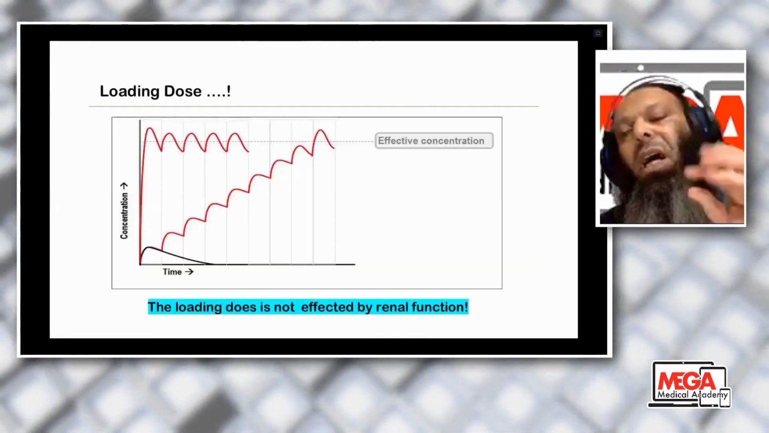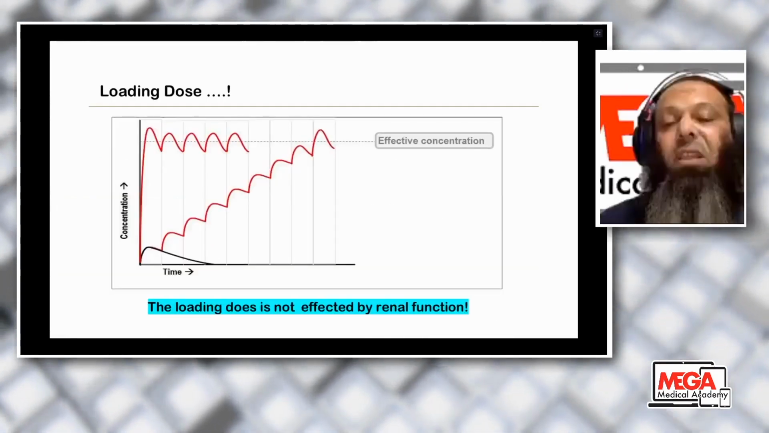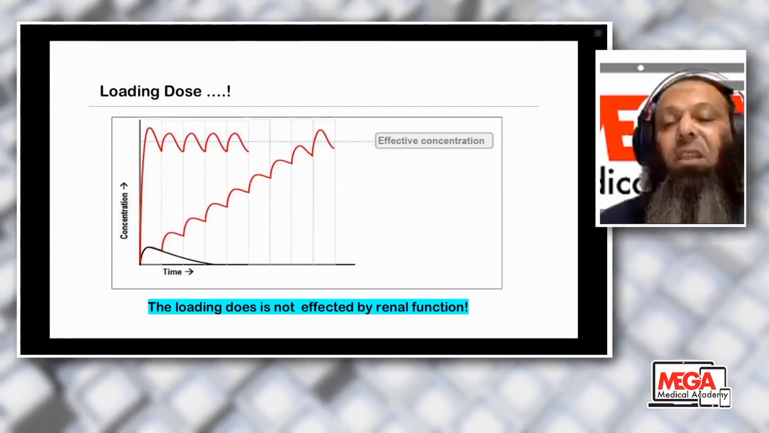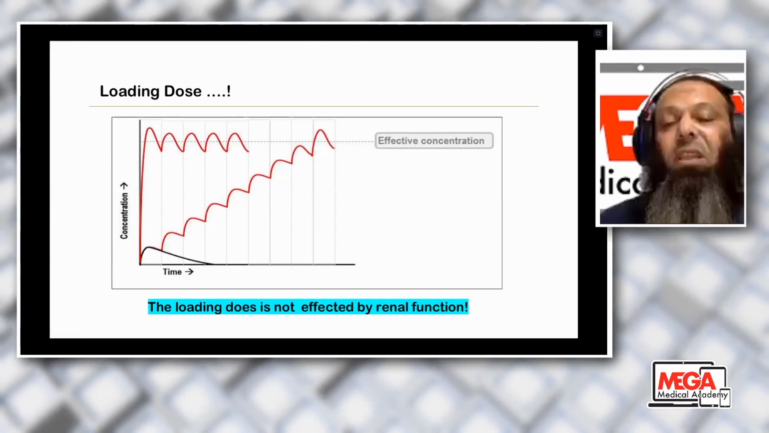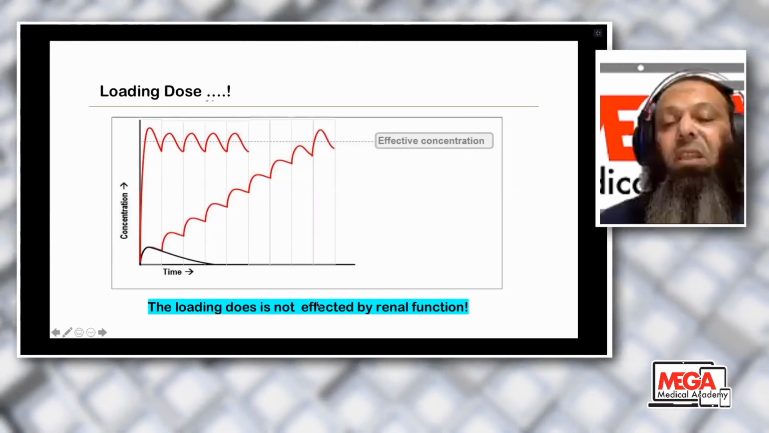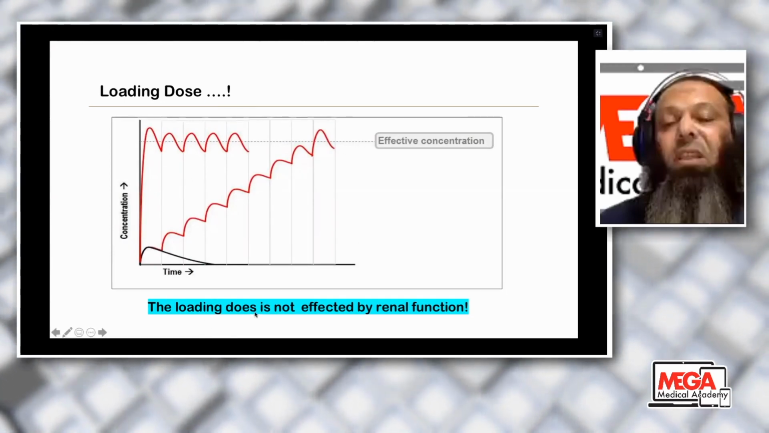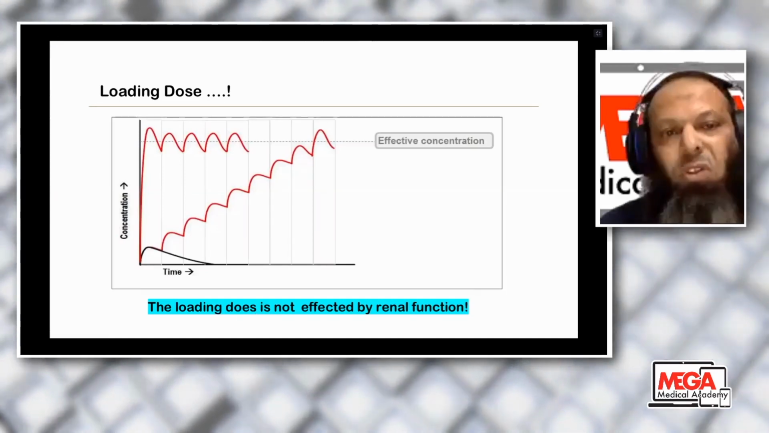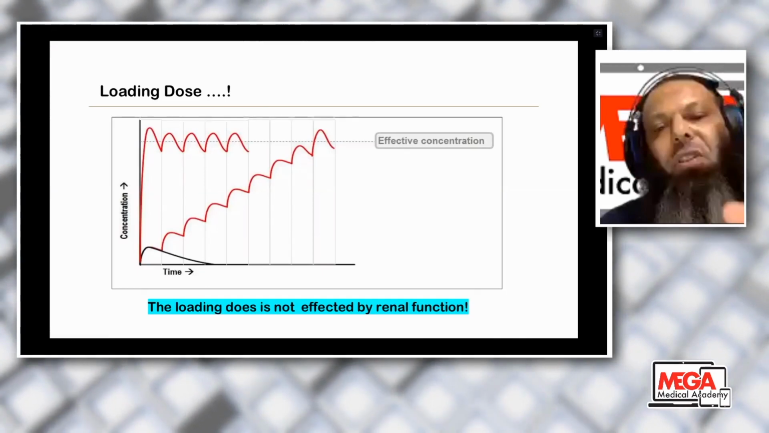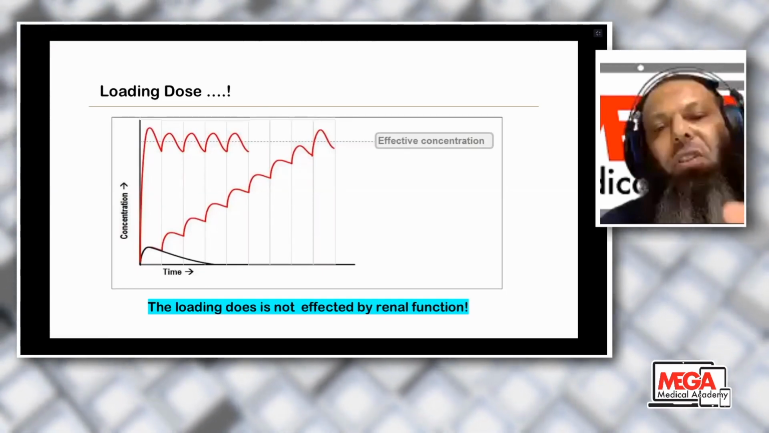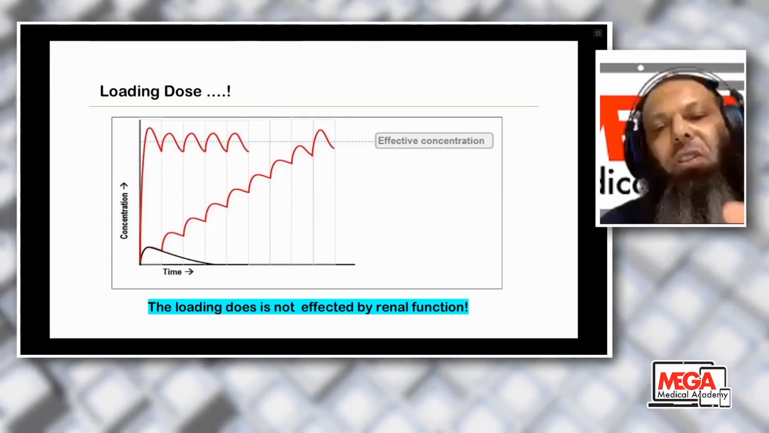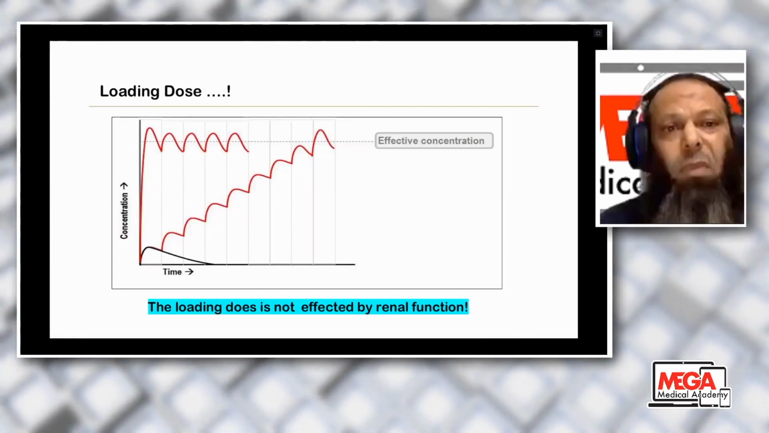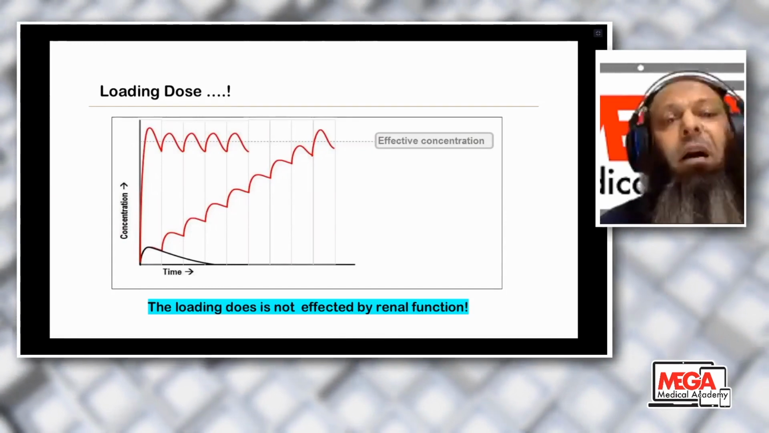This is the pattern of how important using the loading dose is. If you are using antibiotics like meropenem or colistin, for effective concentration, the loading dose usually is not affected by renal function as a stat dose. So this is very important when you are giving a drug or antibiotic like colistin. You have to use the full loading dose, like 9 million units or more.